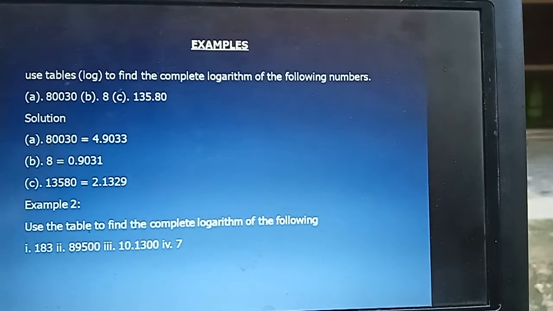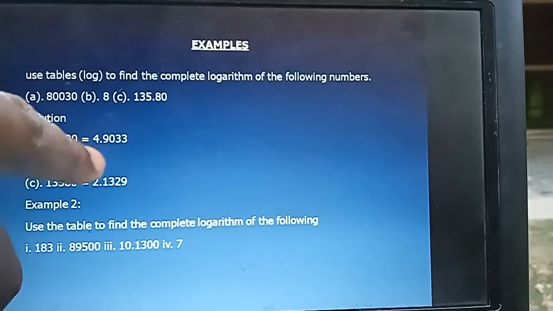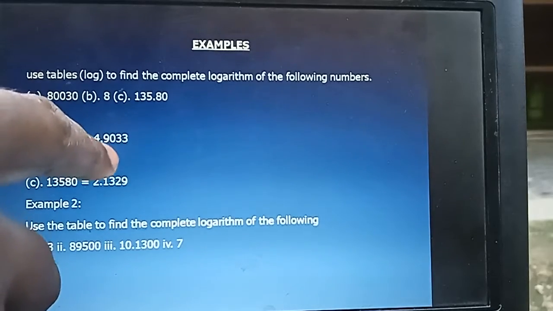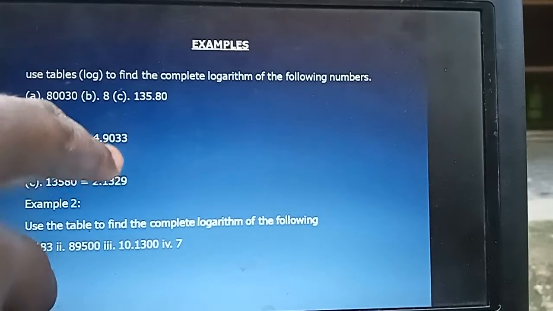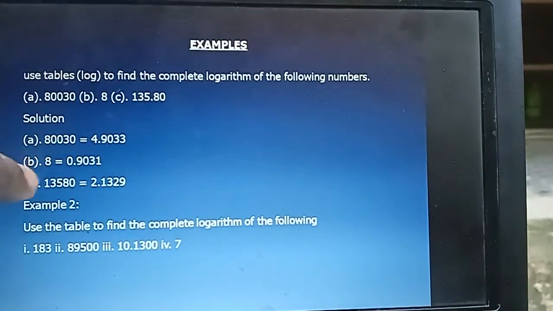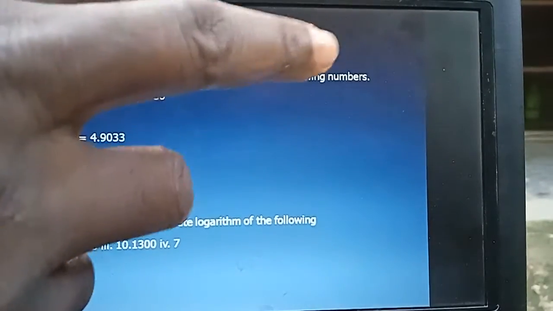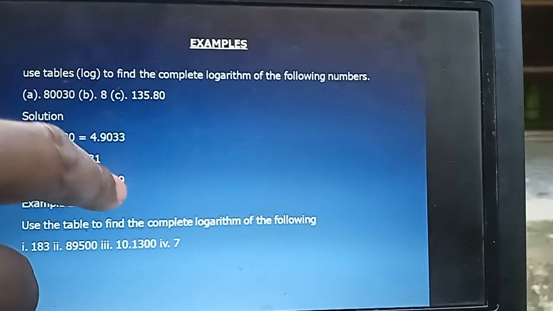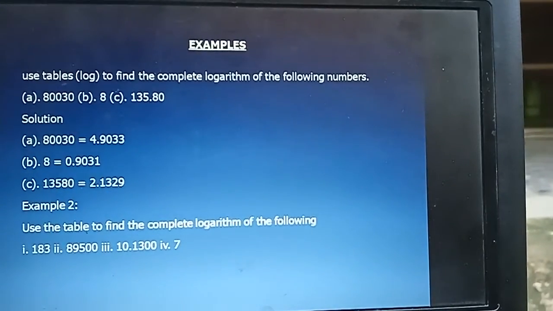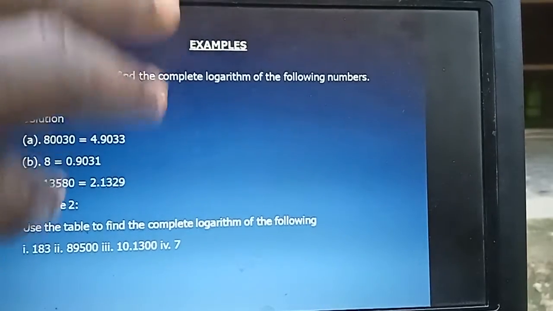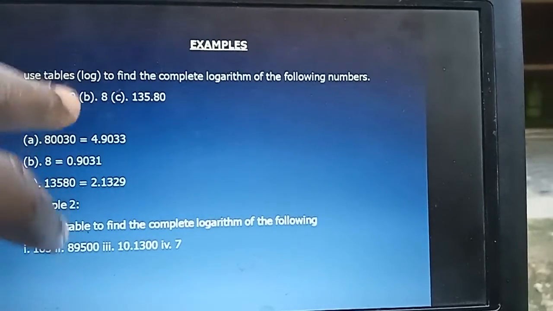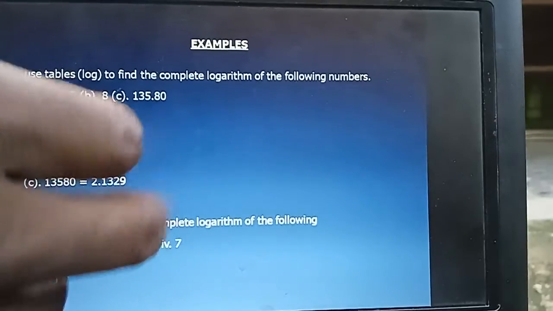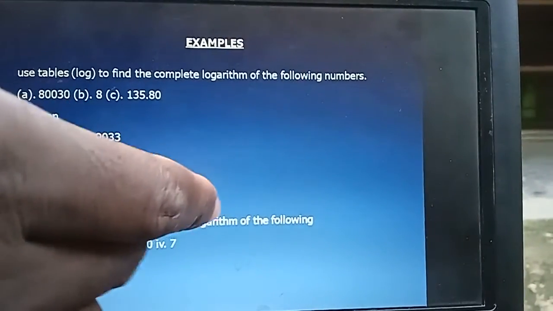Log 80030 is equal to 4.9033. Also log 8 is the same thing as this. Log of 13580 is the same thing as this. Then example 2, you should do it by yourself. It's the same thing as example 1. You can use the logarithm to complete this.